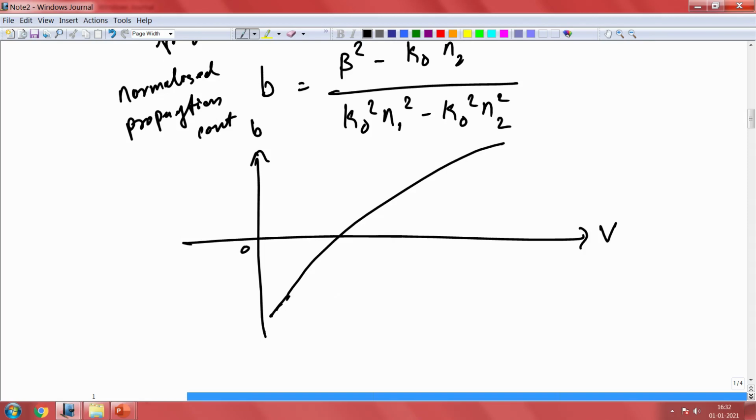You may remember that we discussed the direction of B, whether it is positive or negative. It will tell you whether it is forward propagating or backward propagating, right. So backward propagating we put negative, and forward propagating we put positive, but whatever we see here is not physical at all, right.